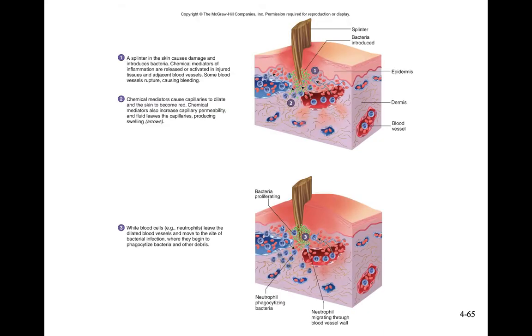So let's start here with an example of a splinter, or really a cut to the skin with a splinter. As we get a splinter into the skin, we are going to damage the area around it. And as it is damaged, we're going to get a little bit of bleeding, but we're also going to get releasing of chemical factors, in this case, histamine.